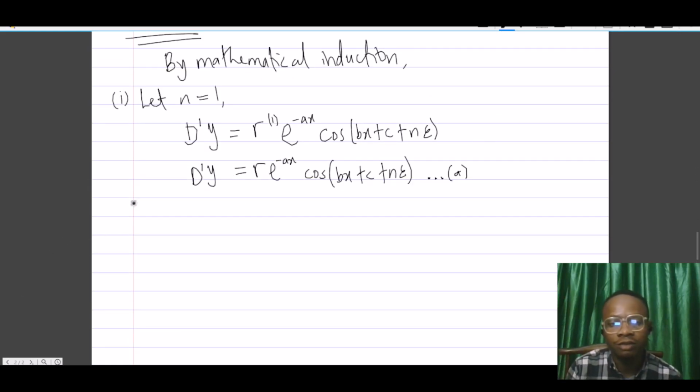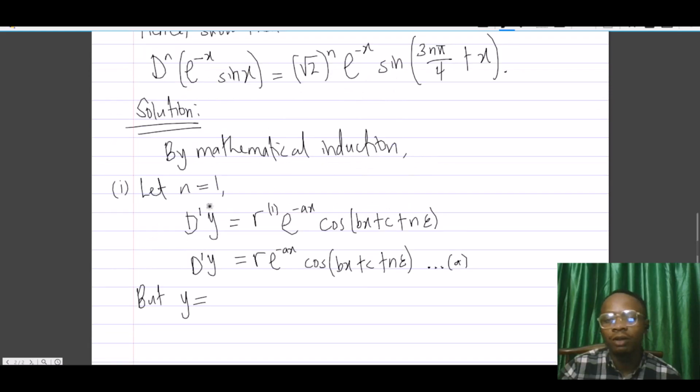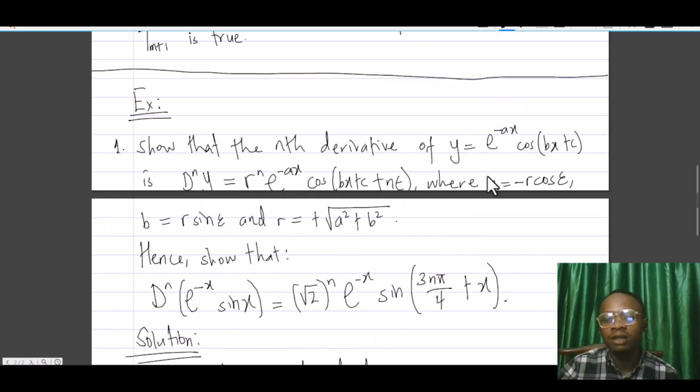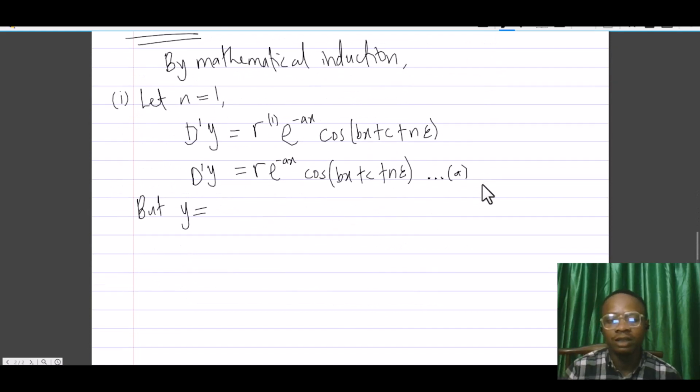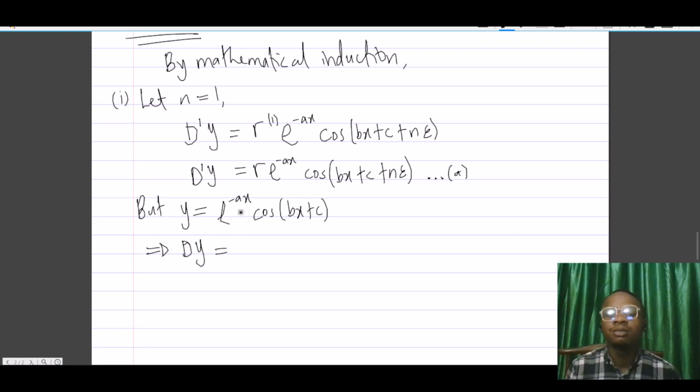But for us to verify if this is correct, we know that our y is equal to the given function up here, which is e to the power minus ax cos bx plus c. So we write that out. We know that y equals e to the power minus ax, cos, that's not plus, please, cos bx plus c. So from here, we can find out what the derivative would be. The first derivative of this is the product of two functions, so we're going to use our product rule.